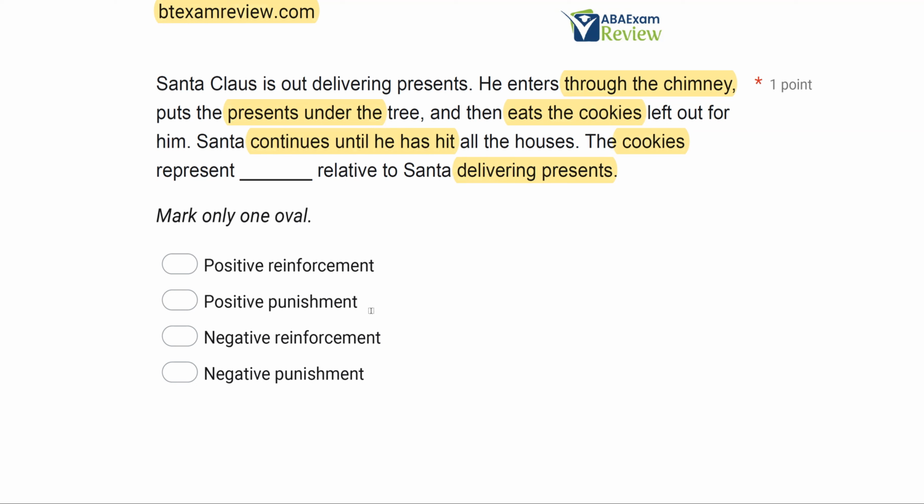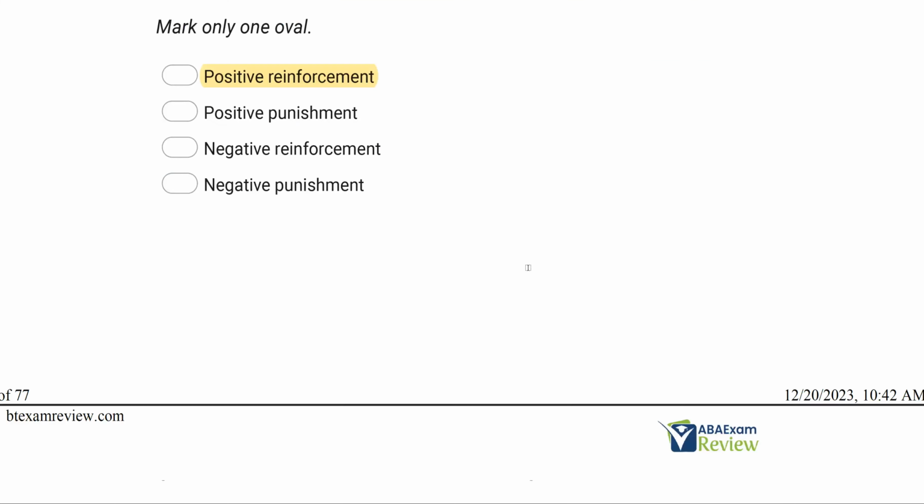It's not punishment. Punishment would be if Santa delivered the presents, ate the cookies, and then stopped delivering the presents. Punishment decreases future behavior. In this case, the cookies are maintaining, again, at worst, increasing at best. And that's what reinforcement does, either maintains or increases future behavior. So the cookies being added are considered positive reinforcement relative to Santa delivering presents.